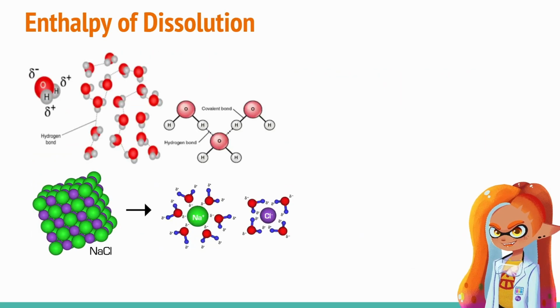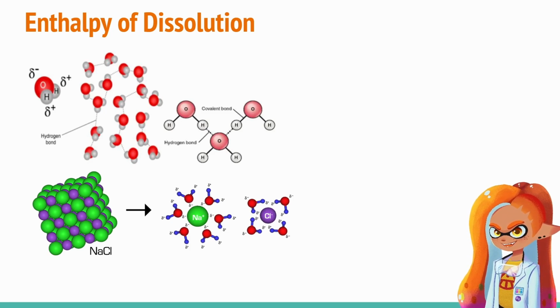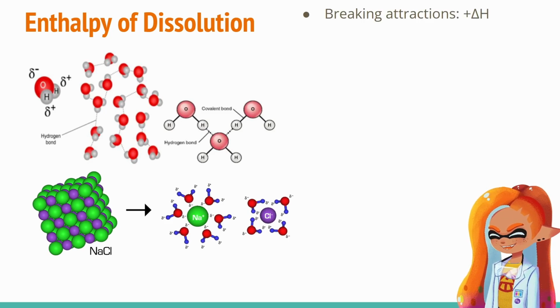So when we're dissolving a salt, we can talk about delta H because enthalpy is delta H. And so again, there's a couple factors involved. So I have delta H. It is positive when you're breaking the attractions. I'm saying attractions vaguely because it depends on which attraction I'm talking about.